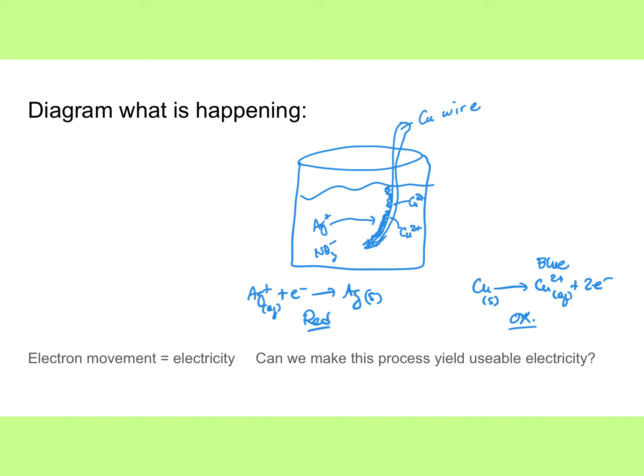So what we really have is electrons being transmitted between two substances, okay? And electron movement is electricity. So the question is, can we make this process useful? And the answer, as you'll see, is yes.